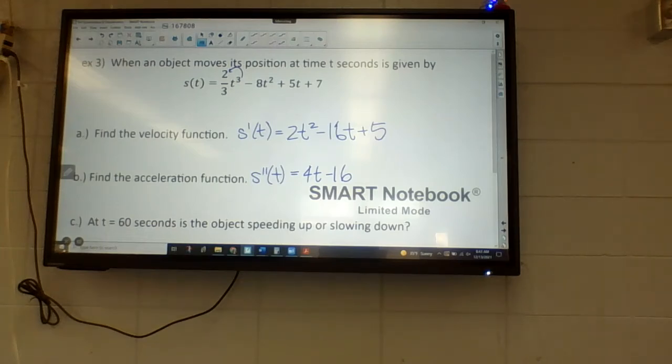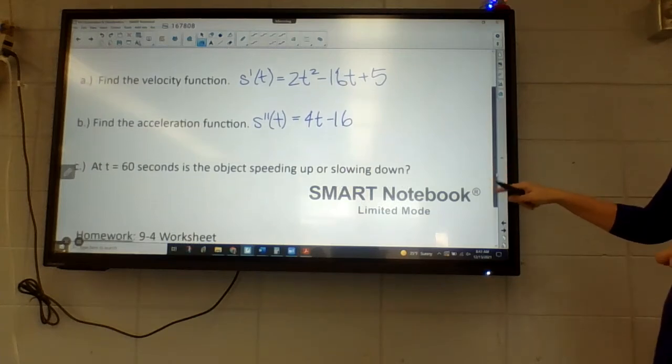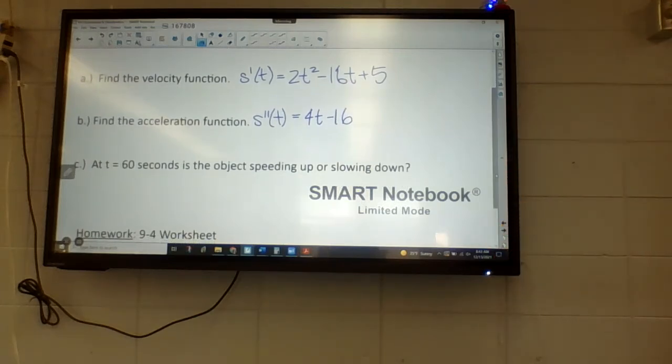So it says at t equals 60, is the object speeding up or slowing down? How do you guys think we would have to figure that out? The acceleration. Because if acceleration is negative, then it should be slowing down. So then we could put 60 in there. You could check it in the velocity as well. If that was negative, that would also give us the answer, but I believe at that point it's going to be speeding up.